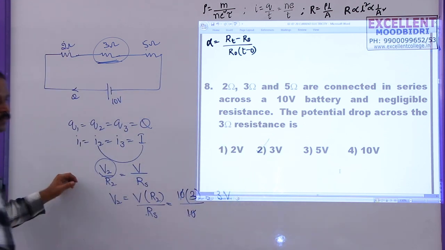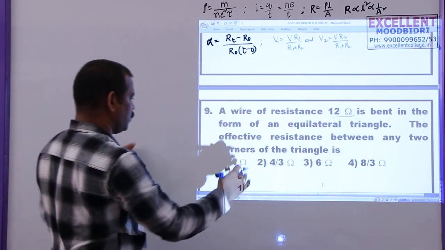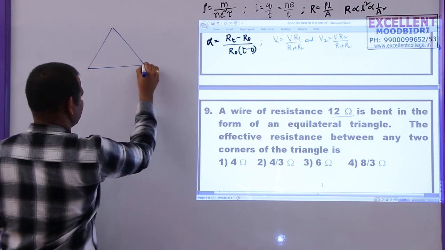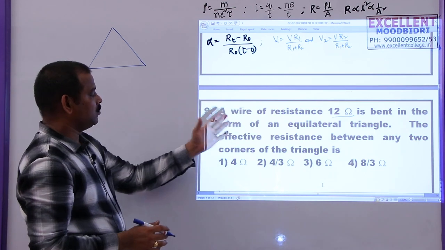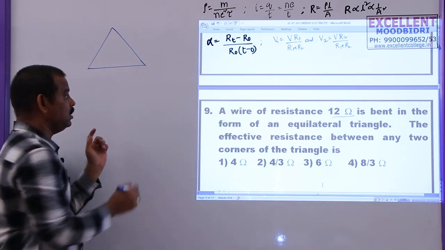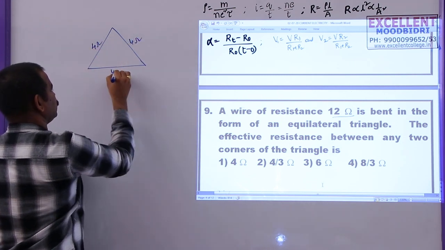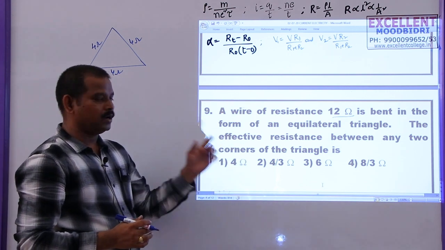Option 2 is correct. A wire of resistance 12 ohms is bent in the form of an equilateral triangle. So this is an equilateral triangle, formed by a wire whose total resistance is 12 ohms. As an equilateral triangle has 3 similar sides, each side will be 4 ohms, 4 ohms, 4 ohms. Together it is 12 ohms. The effective resistance between any two corners of the triangle.